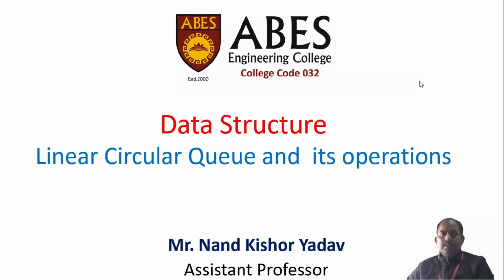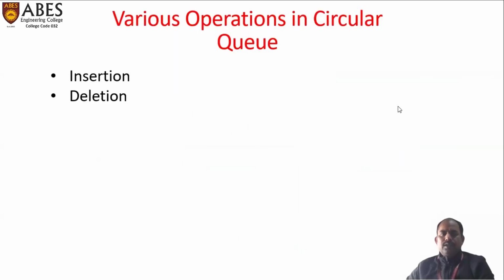Today I am going to discuss the circular queue data structure, its various operations, and its algorithm. In a circular queue data structure, we can perform two basic operations. We can perform the insertion operation, where we insert an element into a circular queue. We can perform the deletion operation, where we delete an element from a circular queue.